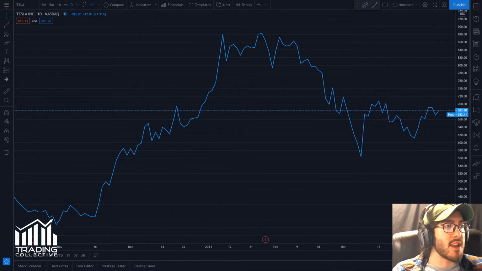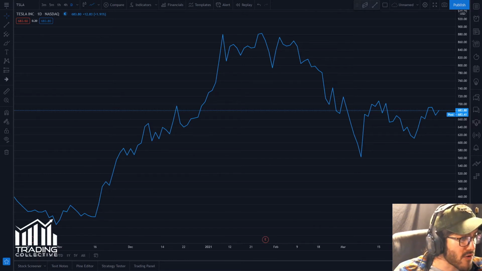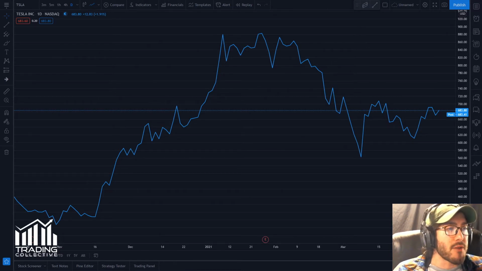So we're looking at a TradingView chart of Tesla on the daily, and it's a line chart. TradingView is a free platform that you can chart anything from a cryptocurrency to a stock such as Tesla, and we're going to be jumping straight into how to add it.